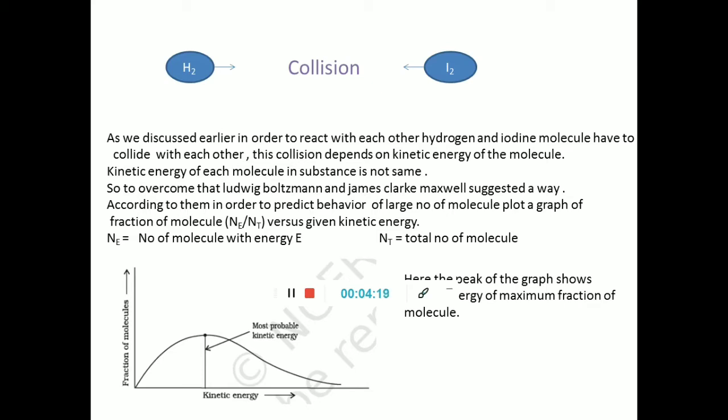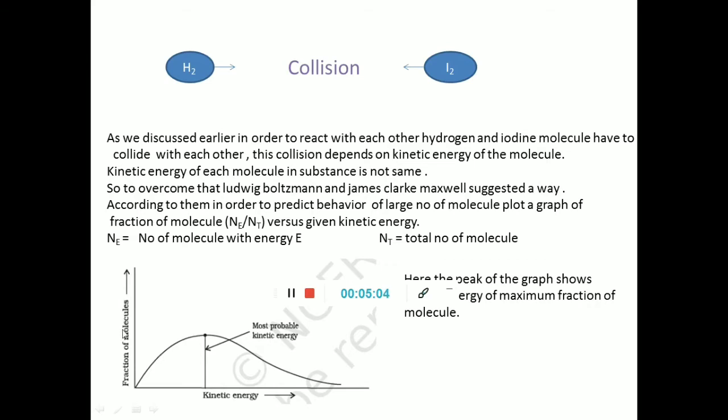So to overcome that, Ludwig Boltzmann and James Clerk Maxwell suggested a way. According to them, in order to predict the behavior of a large number of molecules, they plot a graph of fraction of molecules, Ne by Nt, versus given kinetic energy. Now what is Ne? Ne is the number of molecules with kinetic energy E, and Nt is the total number of molecules. Now you can see the graph to understand it better.